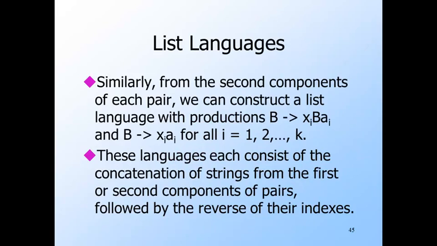And we can do the same thing with the second string from each pair. We'll use variable B and xi's in place of wi's, but the idea is the same. The language of strings generated from A and B each consist of a concatenation of strings, either from the wi's if it's A or the xi's if it's B, and these are the first or second components of the pairs. They're followed by the reverse of the sequence of indexes of the pairs from which these strings came.